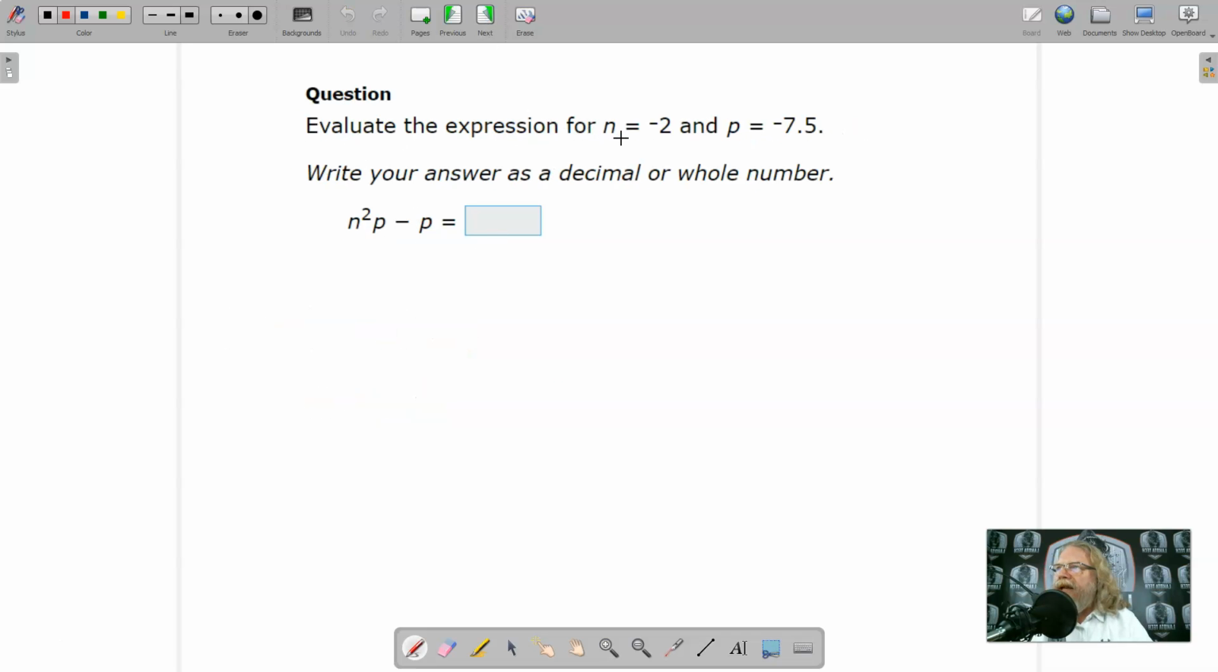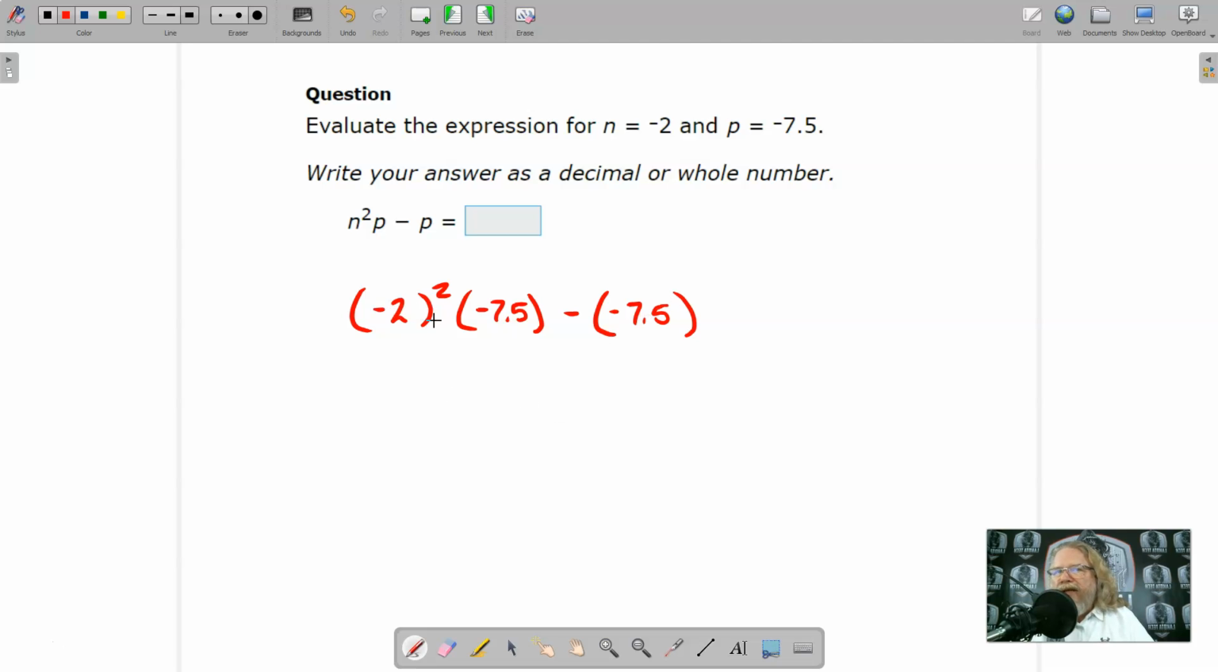Evaluate the expression for n equals -2 and p equals -7.5. So I'm going to write this using parentheses, put that square in there, times the value of p minus the value of p. Now let's plug in our values. N is negative 2. P has a value of negative 7.5. And the other P still negative 7.5. I'll go ahead and do this one by hand this time.